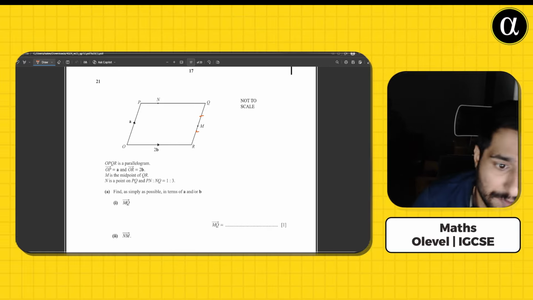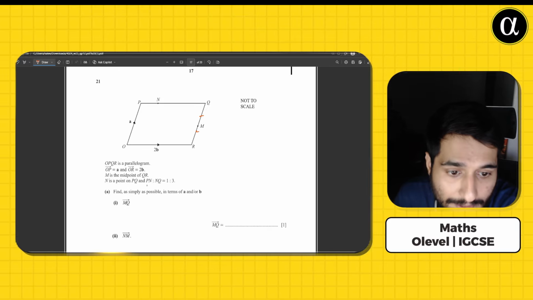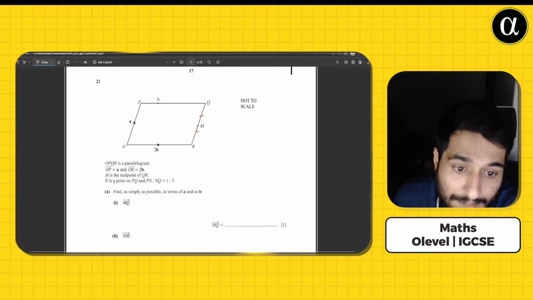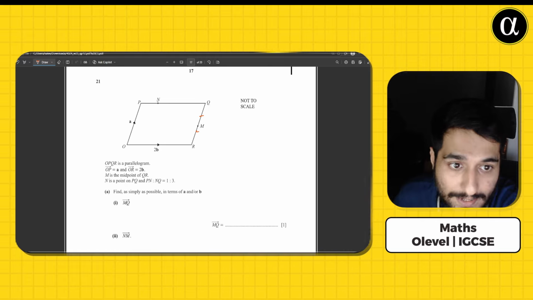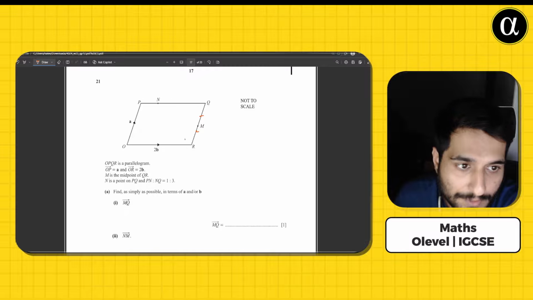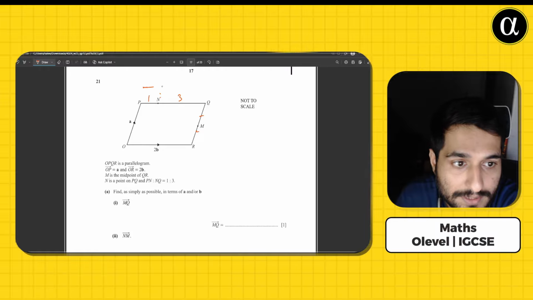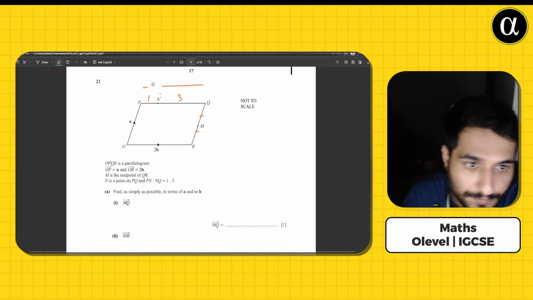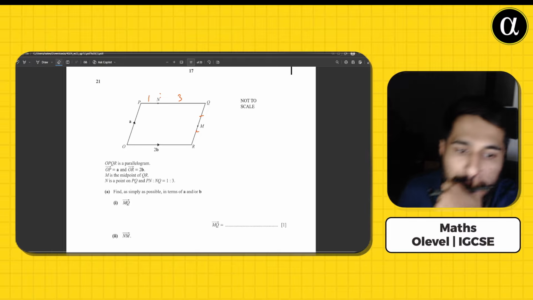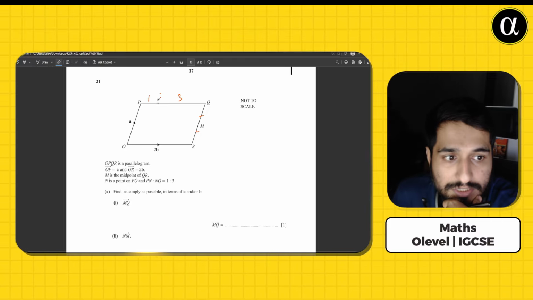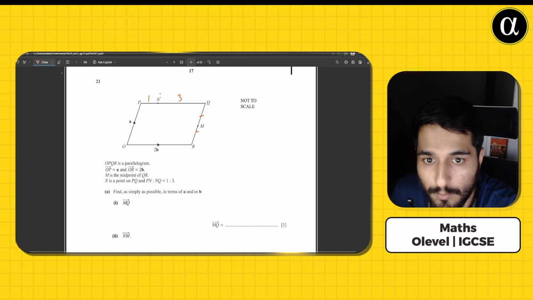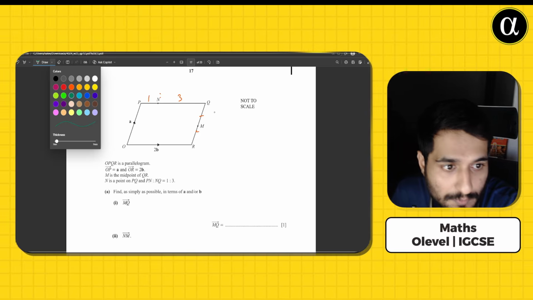It says that N is a point that lies on the line PQ, and the ratio PN to NQ is 1 to 3. So this is going to be 1 and 3. So this ratio PN compared to this NQ is going to be 1 ratio 3. So what does the examiner demand? The examiner wants us to find the value of NM. Let's see, this is what the examiner demands.